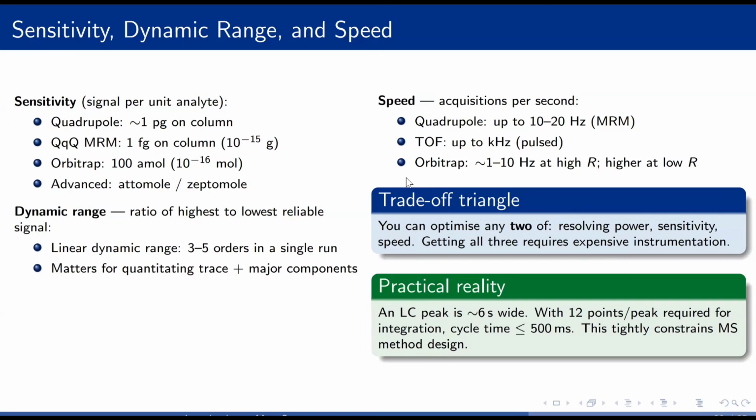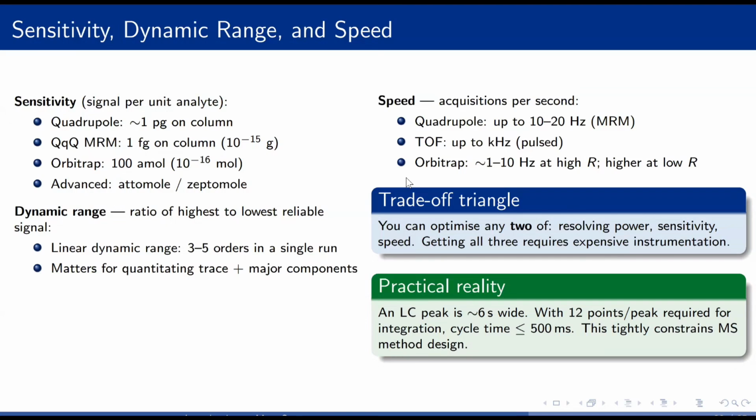For a simple quadrupole in full scan mode, that's about 1 picogram on column. For a triple quad in MRM mode, it's about 1 femtogram, so a factor of more than 1,000 better. For a modern Orbitrap in targeted mode, you can get down to around 100 attomoles, and advanced techniques like nanoelectrospray into a Q Exactive HF can reach septomole. That's 10 to the minus 21 moles, individual molecules essentially.